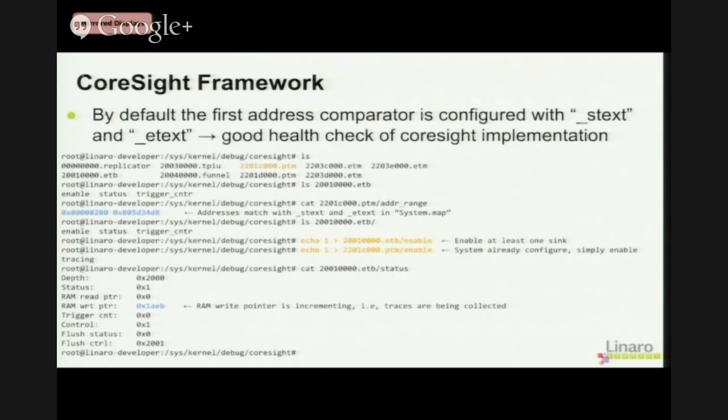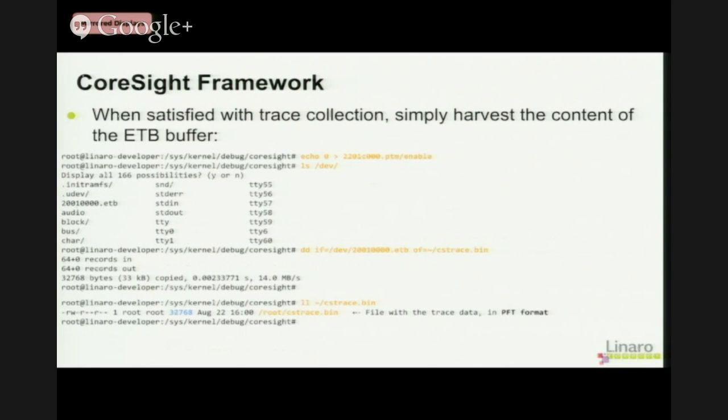When we have traces in our buffer, and we are satisfied with the amount of trace we've collected, simply switch off the traces the same way it was enabled, by echoing 0 to the source. As I mentioned earlier, all of the traces are collected by the ETB buffer into DevFS. In this case, we only have one embedded trace buffer, and it's at the end of the line. So dd the content into a file like you would read any other file, and voila, at the end you have a binary file that is encoded in the program flow traces.